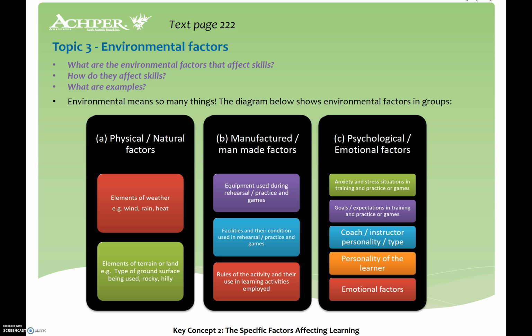So we have physical and natural factors, so things like wind, rain, heat, terrain, so the land, types of ground being used, rocky, hilly, the manufactured surfaces, so the equipment used, the facilities and the condition, the rules of the activity and the learning activities employed, and then the psychological factors, so anxiety, the goals, the coach, the personality type, the personality of the learner. We've got to think about all those environmental factors and how they affect skills.